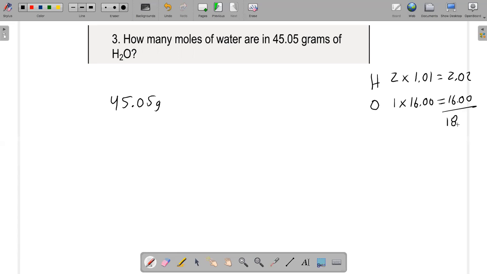So it's 18.02. That's the mass of water, in grams per mole. So if you want to convert from a mass in grams into a quantity in moles, because the mass is the unit you start with, you're going to put the 18.02 grams in the denominator and 1 mole in the numerator. The unit grams cancels out and leaves you with the unit, the mole. So 45.05.